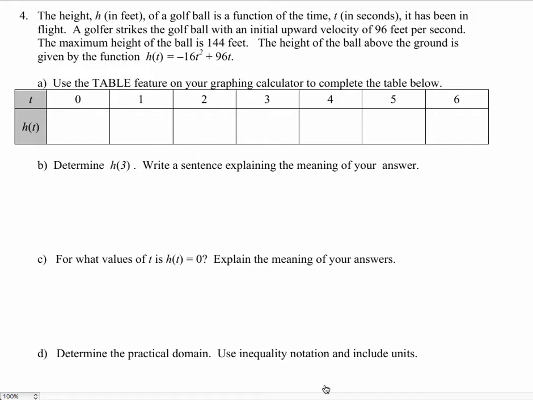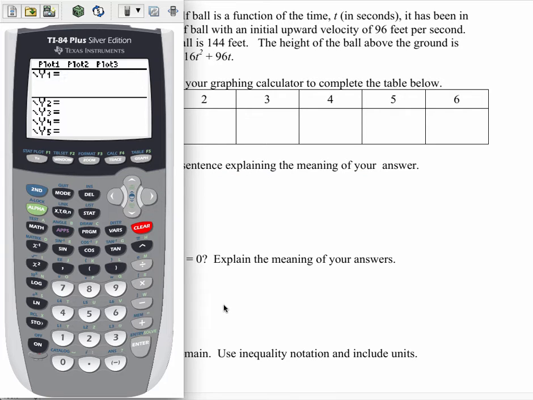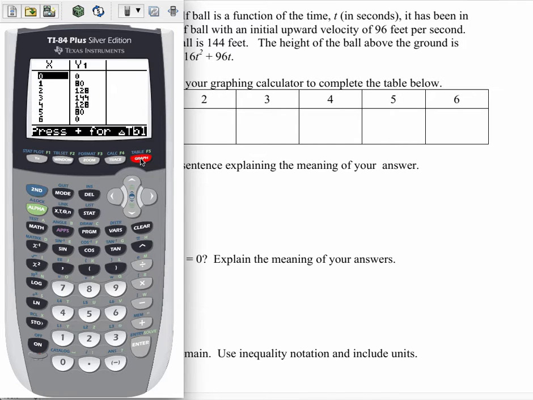Our first step is going to be to enter in h of t into our calculator. So let's go ahead and do that. Get the calculator up here. Go into the y equals menu and we'll put in negative 16x squared plus 96x. And again, we got in there by hitting the y equals key.